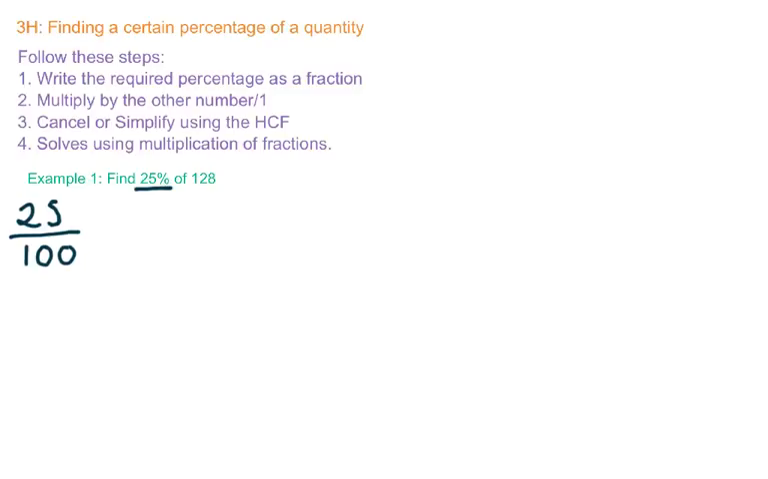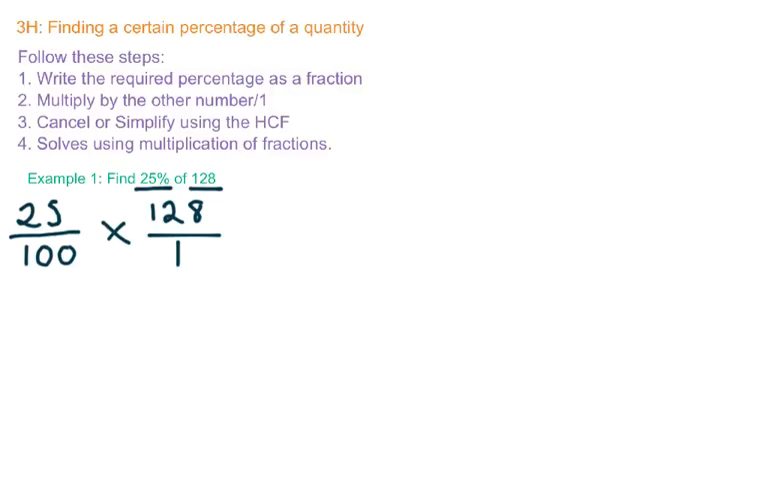Moving on to the second step. Multiply by the other number over 1. Well, the other number is 128, so we need to multiply this fraction, the 25 over 100, by 128 over 1. Step 3, cancel or simplify using the highest common factor.